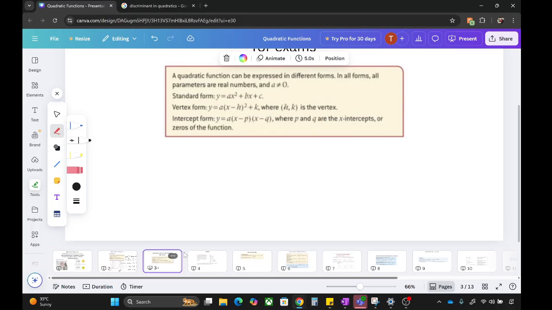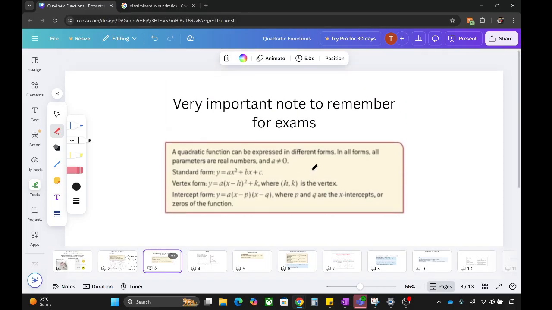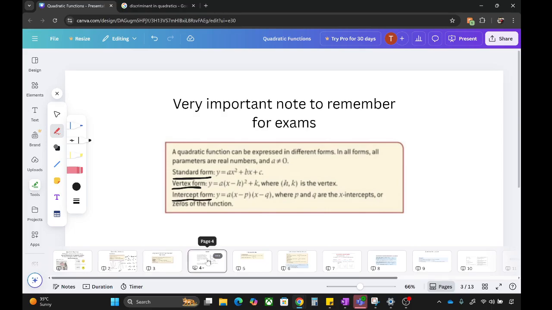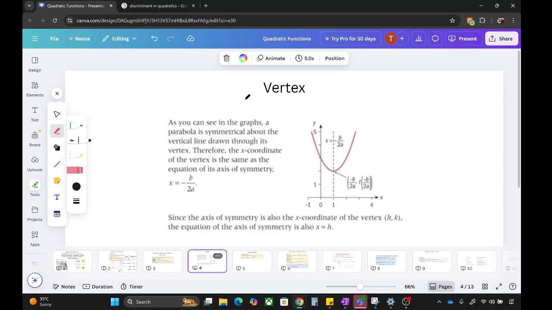Let's move on. So now we talk about a very important note to remember. This is just the same thing. Remember standard form and remember your vertex form and you remember your intercept form. This is really important to know for your exams. So what is the vertex?